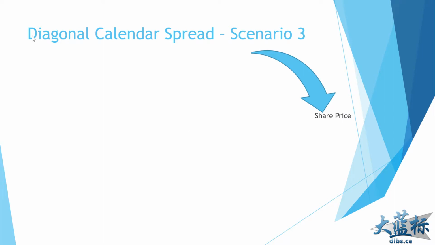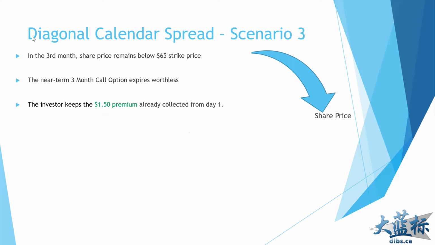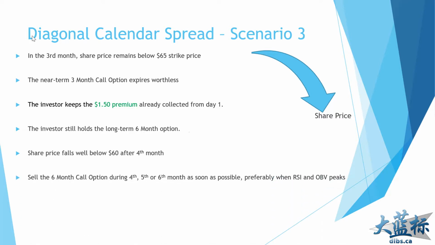And the third scenario is if I'm completely wrong in the opposite direction. So in the 3rd month, of course, the share price is well below the 65 strike price. My 3-month call sold expires worthless. I keep the premium from day 1. I still have my 6 months, but it's far from being of any value. And I really got to get out as soon as possible.